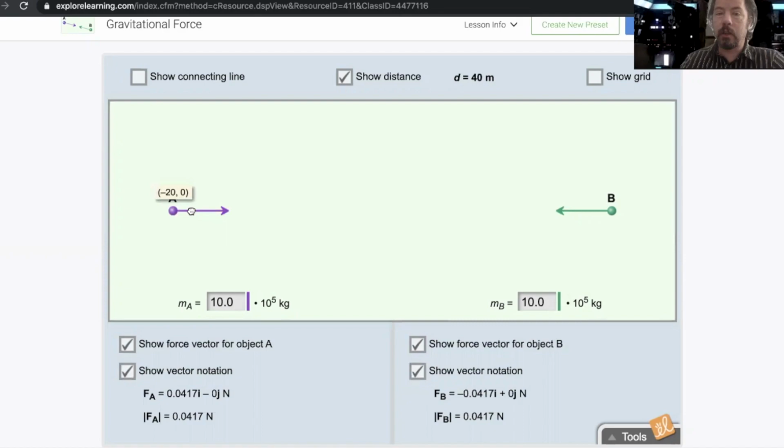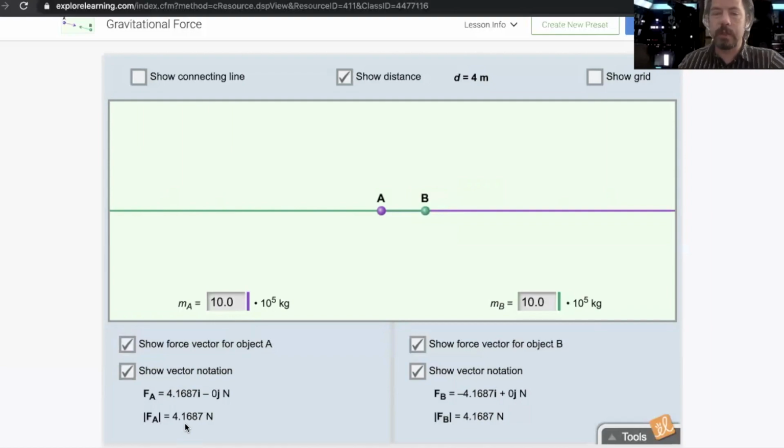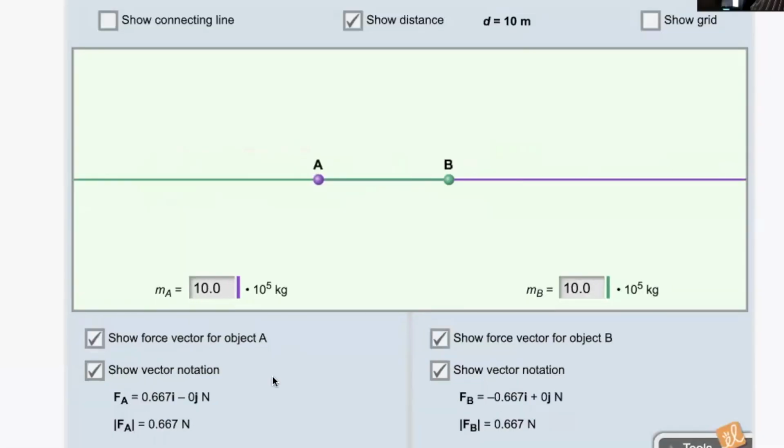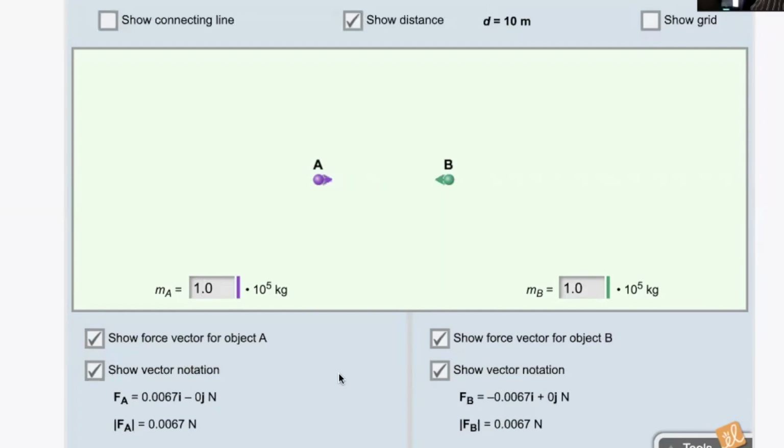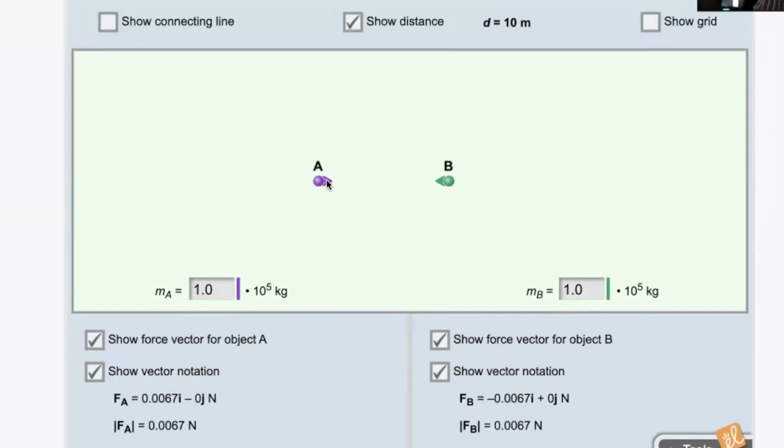If I bring these two objects closer together, notice that the force gets much larger. We're going to go over this in more detail in a second. As I get closer together, the distance underneath the fraction is getting smaller and smaller, and when you divide by a small number, the result gets bigger. I've done the distance, now let's change the mass. So let's go to 1 kilogram and 1 kilogram. It's actually 1 times 10 to the 5th, otherwise we'd have really, really tiny decimals.